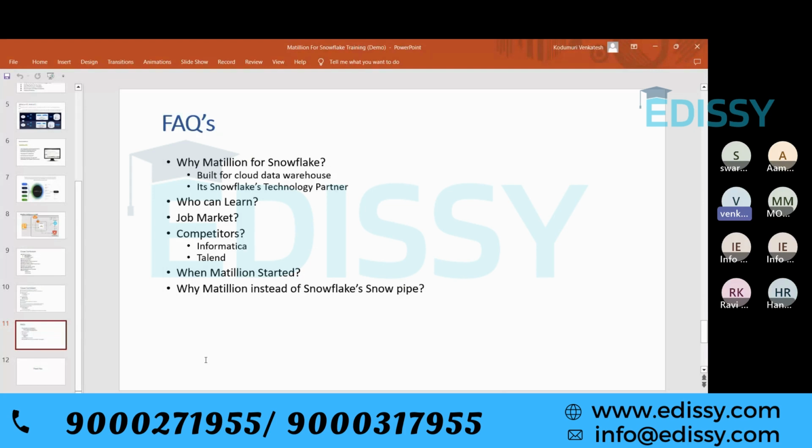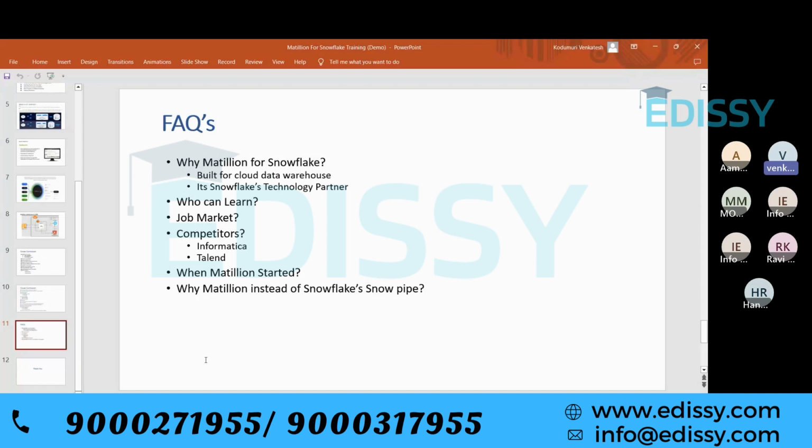So that is where people found difficulty in using the on-premises ETL servers. Okay, so that is where all the cloud ETL tools come into the picture. So there Matillion plays a crucial role. I mean, a lot of organizations are using Matillion ETL. Okay, so that's why Matillion for Snowflake, and it is specifically built for Snowflake data warehouse.